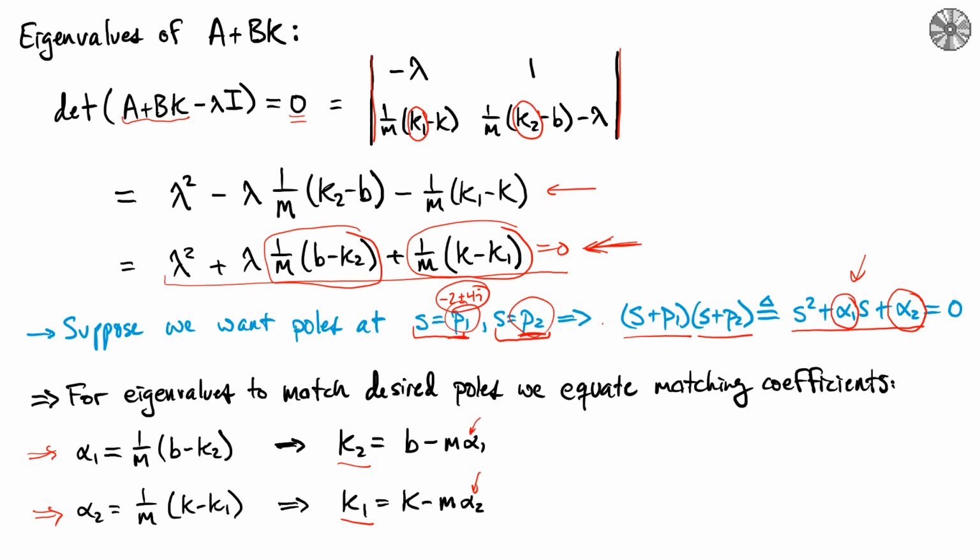And so α1 and α2 are things that we know from picking our poles p1 and p2. So as soon as we pick our poles p1 and p2, we can compute α1 and α2, which would then allow us to drop that into these expressions, and that would give us the values of k that would make the matrix A + BK have eigenvalues at exactly p1 and p2. And so this is going to be the notion of what's called pole placement, and we'll dive into this more in class.